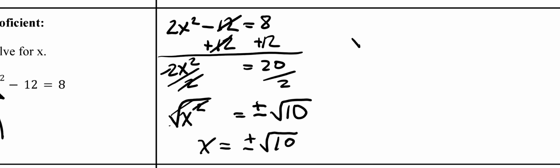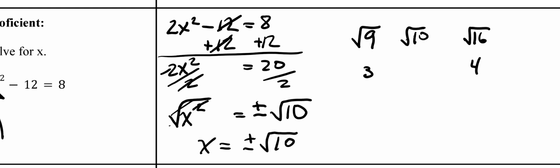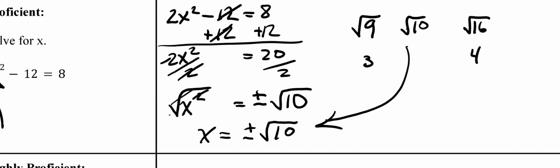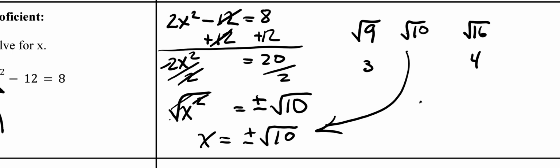Now, the square root of 9 is 3, and the square root of 16 is 4. So the square root of 10, in between those two, is going to be 3 point something. It will be an irrational number. And so we'll just leave it like that. If we could simplify it, then we would. But the square root of 10 broken down into prime factors would just be 2 times 5. There's only one 2. There's only one 5. So those just stay under the radical as the square root of 10. And so this would be our final answer.